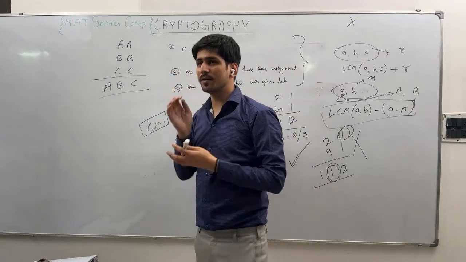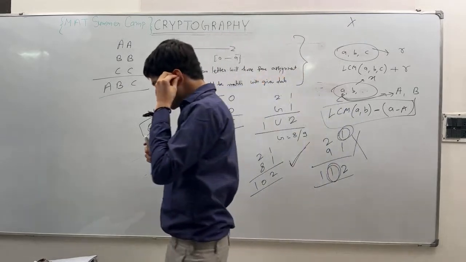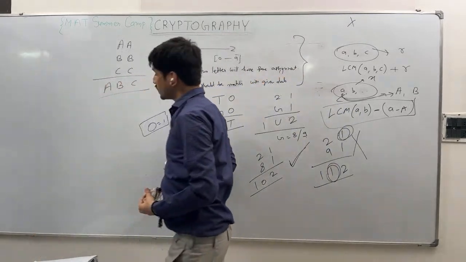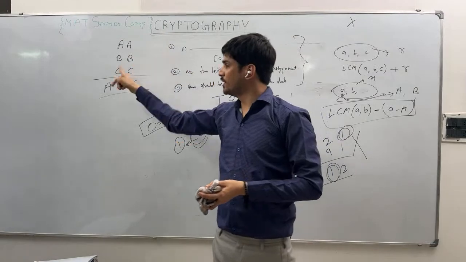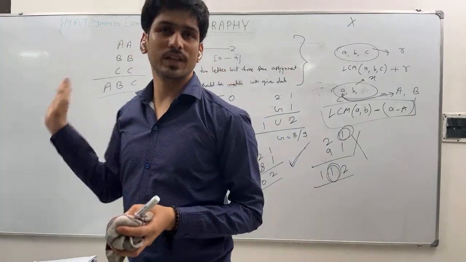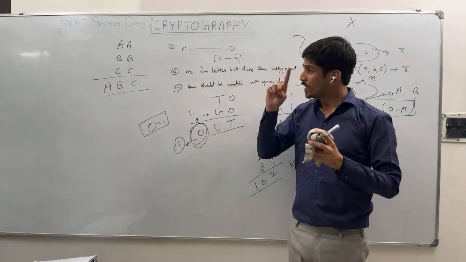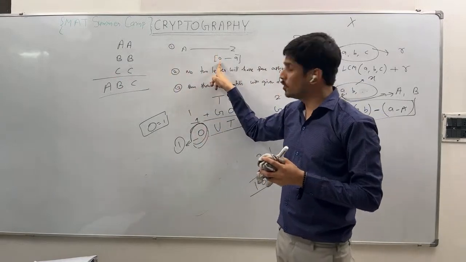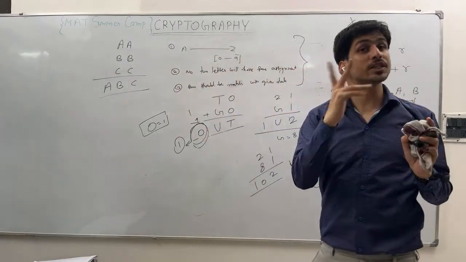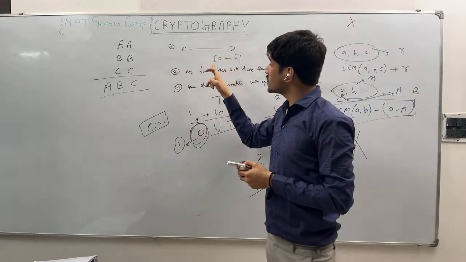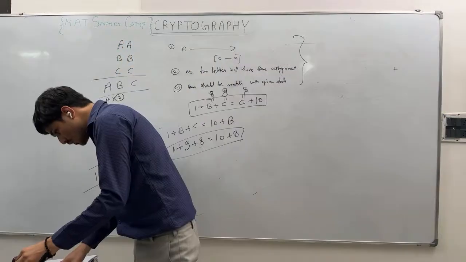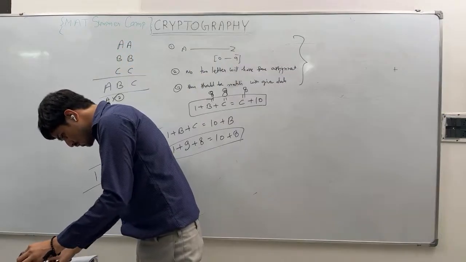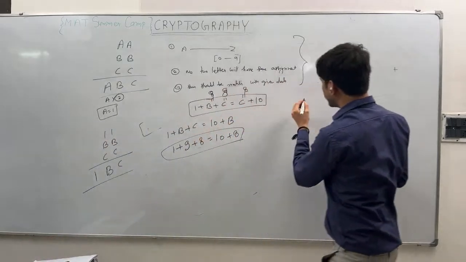Try to solve this one. A, B, B, C, C. What is the value of A, B, and C? This is the crypt arithmetic problem. It means A, B, C all will have a value from 0 to 9. Is it clear? Next thing is, if you are assigning A, okay, all of you try this one.